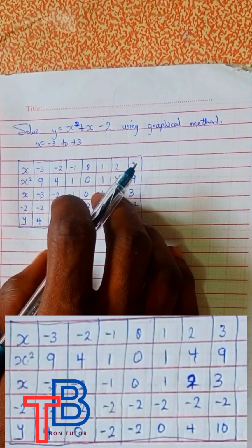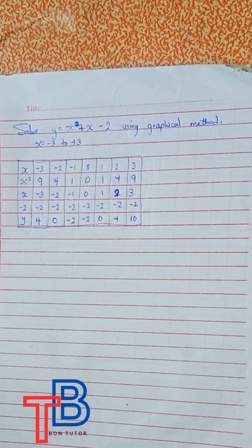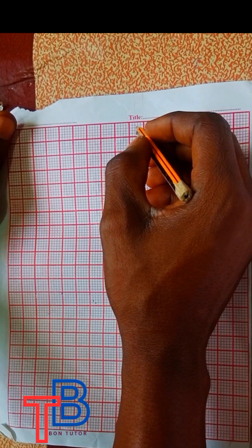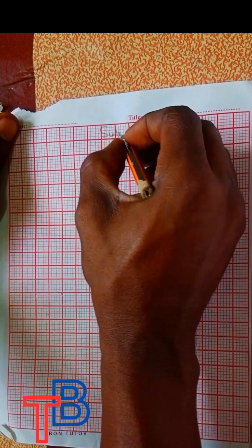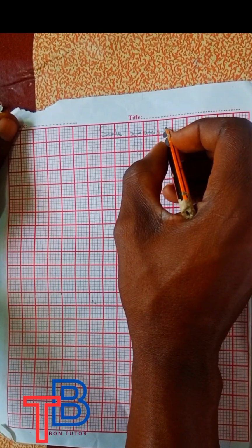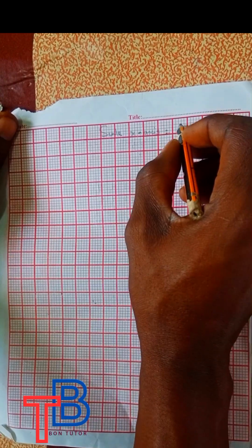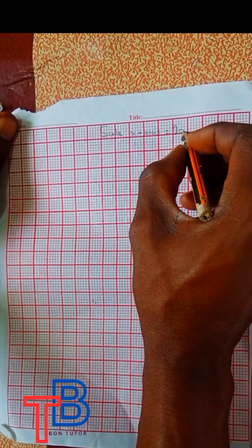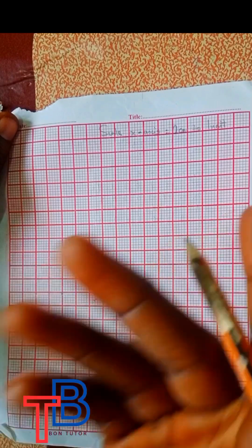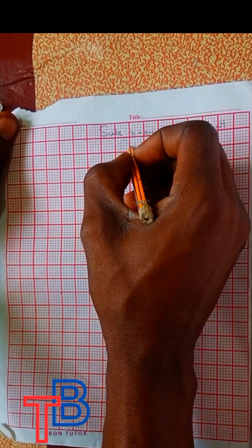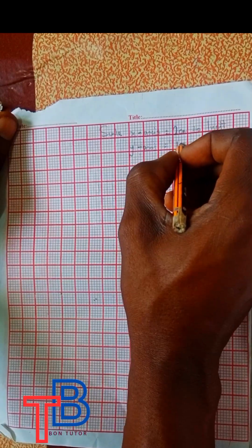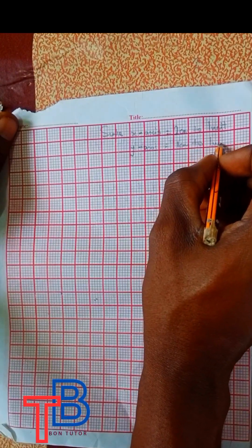So we have our table of values already. We just have to carry this and go and plot it on the graph. So let's go to our graph. If you want to draw the graph, the first thing we do is to find a scale. So let's find our scale. On the x-axis, we can still choose the previous scale, which is 2 centimeters to 1 unit. And on our y-axis, we can still maintain the earlier scale, that is 1 centimeter to 1 unit.